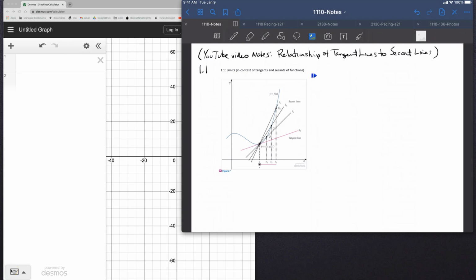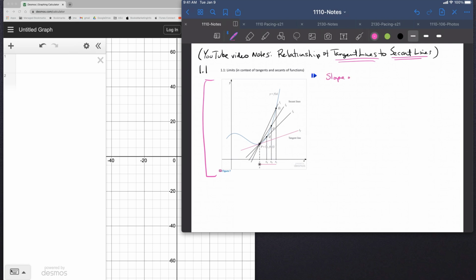In section 1.1, one of the main ideas of the section is the figure that you're seeing here on the left. This is the figure which shows the relationship between the secant lines and the idea of a tangent line. One of the things that we reviewed in class was this very important formula, the slope of the line.